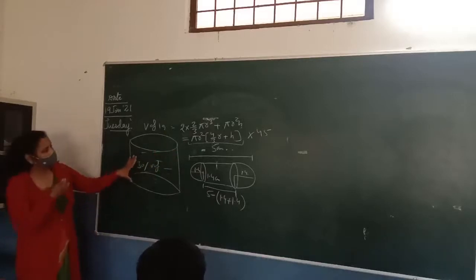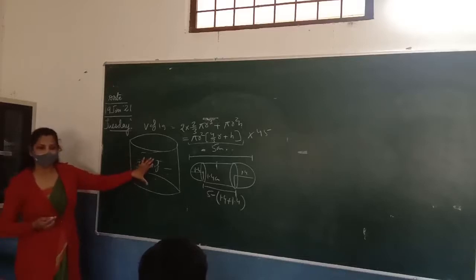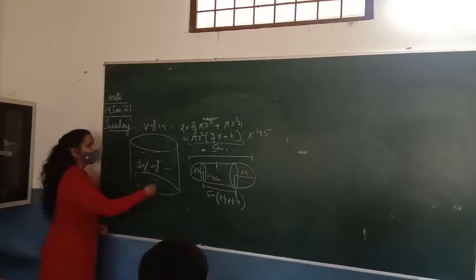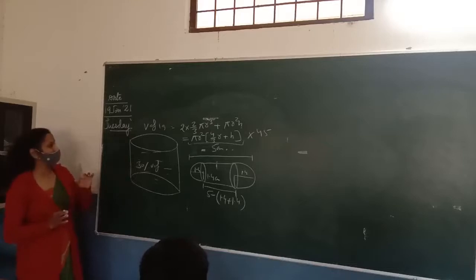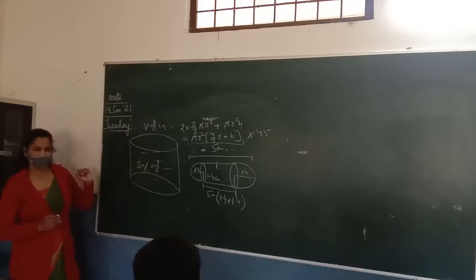So how can you find the volume of the sugar syrup? Since the volume of the sugar syrup is 30% of the volume of 45 gulab jamun. So how can you find the volume of the sugar syrup?